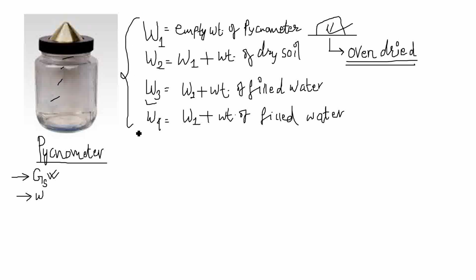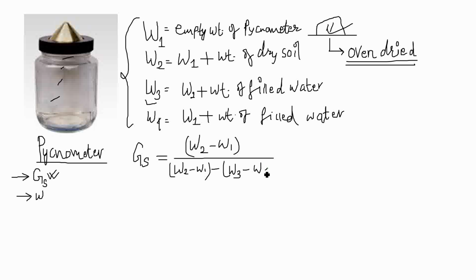Now after determining these four values, we determine the specific gravity of the soil solids, which can be determined as (W2 minus W1) divided by ((W2 minus W1) minus (W3 minus W4)). So this is how we determine the specific gravity of the soil solids using a pycnometer. So we have looked at this formula.